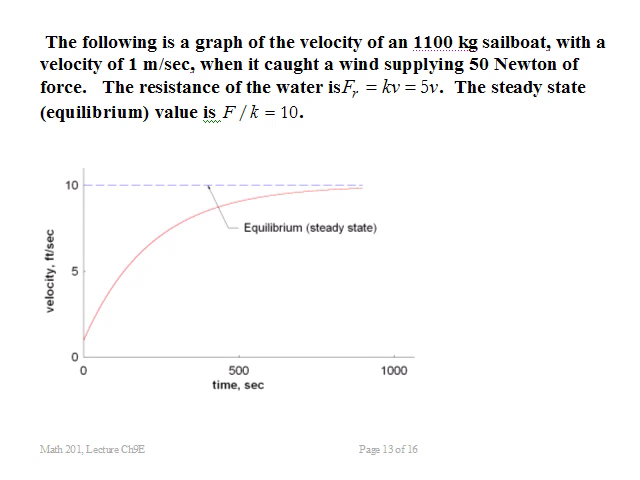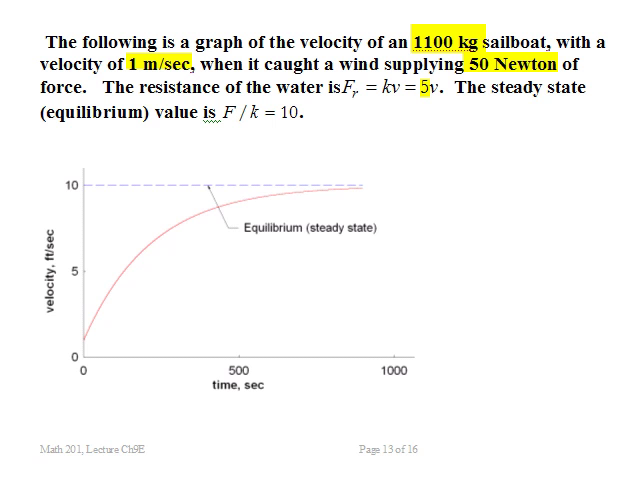So here's a graph of one of the solutions with some numbers applied to it. The mass of the sailboat is going to be 1,100 kilograms. And it had a velocity of 1 meter per second when suddenly a wind that supplied 50 newtons of force came up and started pushing. The resistance of the water, let's say k is 5. That's not an unusual number. So the resistive force is proportional to the velocity, and the constant of proportionality has a value 5. From this we can work out that the steady state solution would be 10 meters per second.